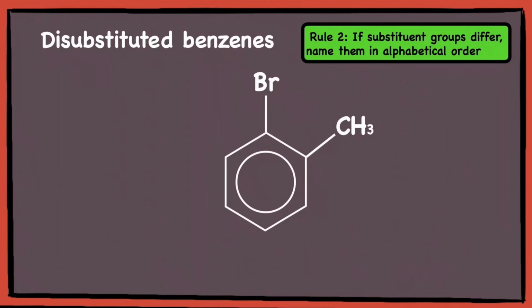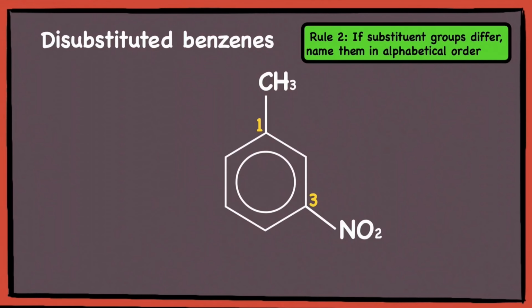For example, the 2 substituent groups in this compound are bromine and methyl. Since bromine starts with a B, it comes first and methyl will come after. So, the carbon atom on the benzene ring that bromine is attached to will be labeled as carbon atom number 1, and the carbon atom on the benzene ring attached to the methyl group will be labeled as number 2. Hence, this organic compound will be called 1-bromo-2-methylbenzene. Let's take a look at another example.